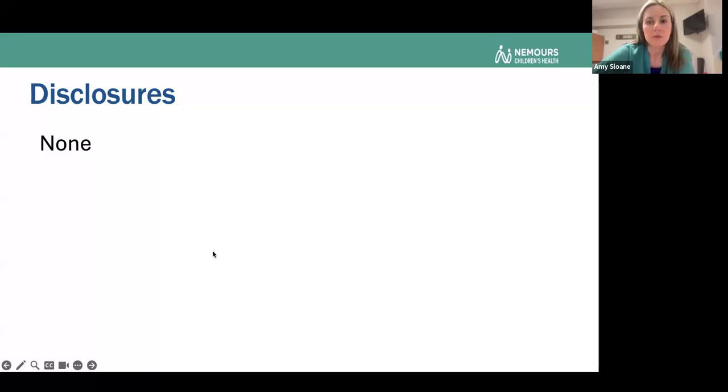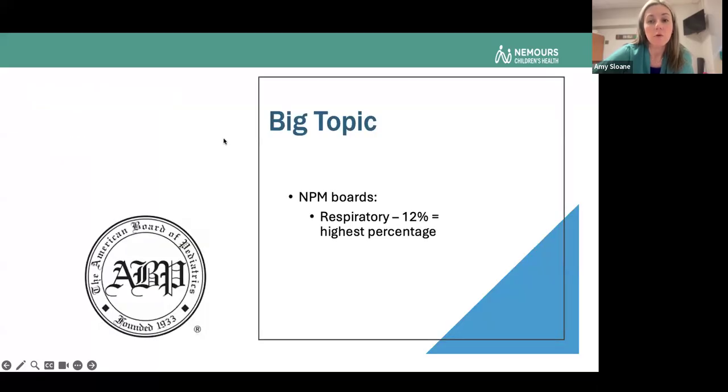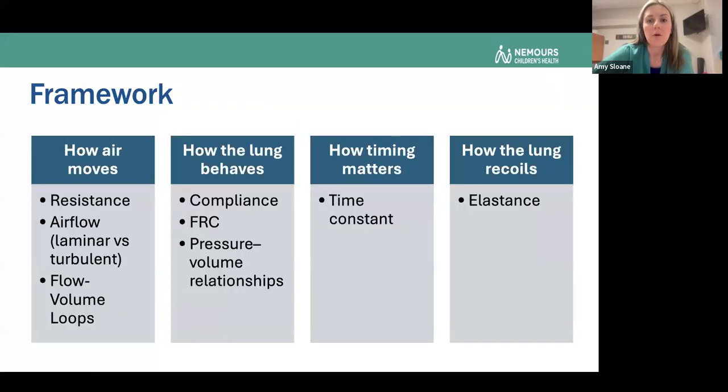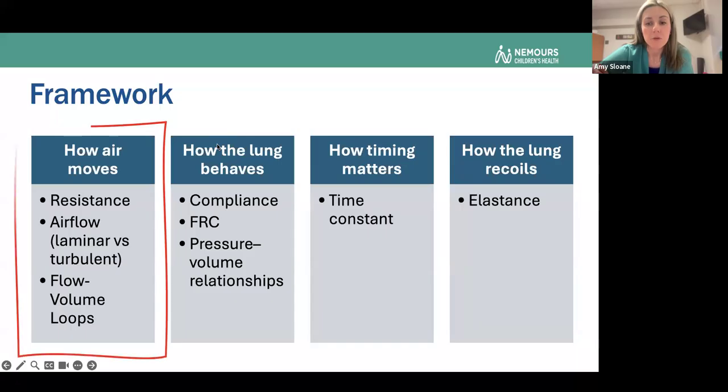So this is the framework we'll use today to think about respiratory mechanics. We'll start with how the air moves, focusing first on resistance and airflow, and then build into how the lung behaves with compliance, functional residual capacity, and pressure volume relationships. Also how timing affects ventilation, and finally how the lung recoils. But everything really starts with airflow. So we'll begin with resistance.